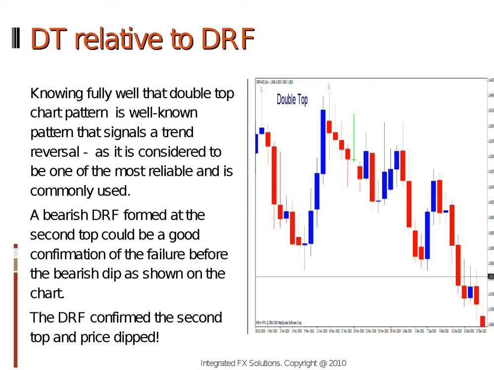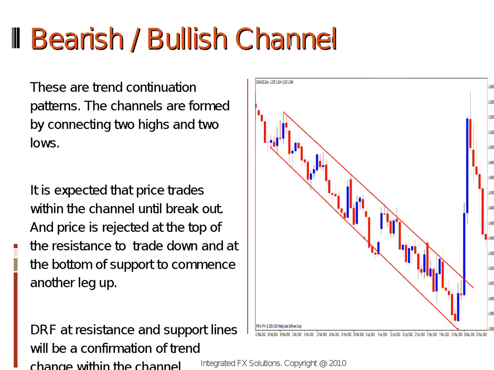And if we have a DRF at a double top, that gives us a confluence of events and confidence that we can initiate the short trade. On the example here we have a bearish channel, and when we're looking at a bearish channel we connect the highs and the lows, and we can see we've got a downtrend and then a downtrending channel within that. So the highest probability for success would be initiating a short position at the top of the channel.